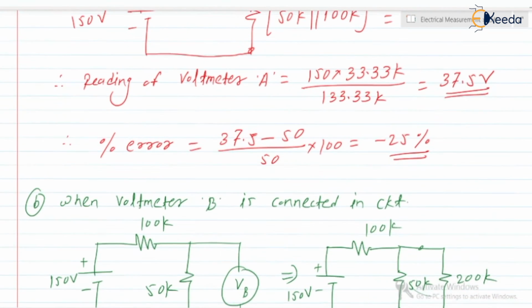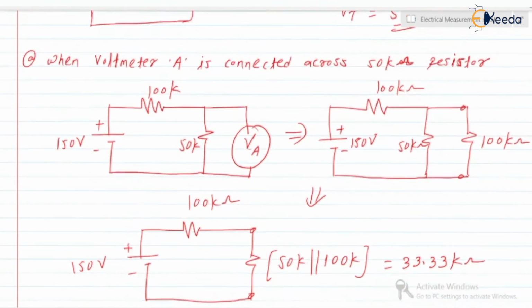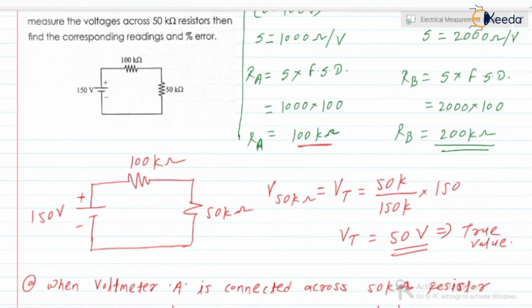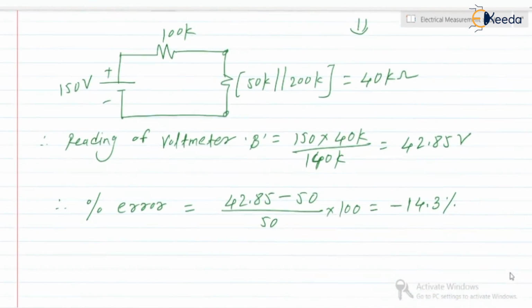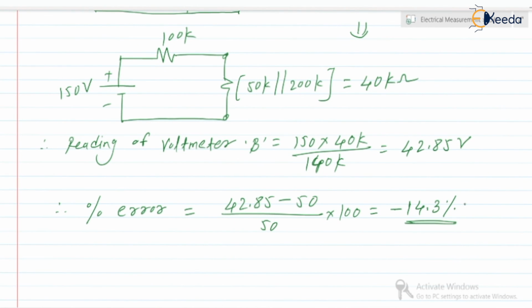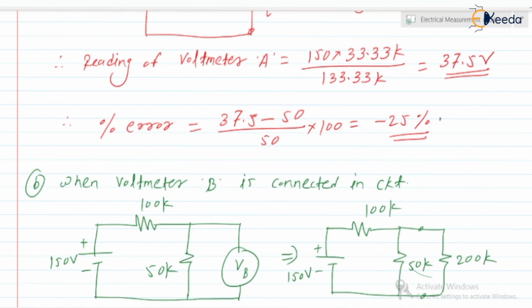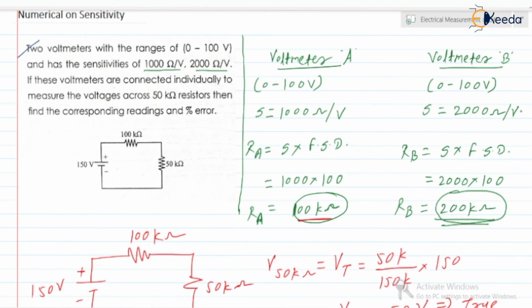If you check this question, voltmeter A's resistance is 100K, voltmeter B's resistance is 200K, and the voltmeter which has a higher resistance is giving lesser error, because here the error is minus 14.3% and there it is minus 25%, right? So the point to be noted: if the voltmeter has a higher resistance, then the error will be lesser, or we can say if the voltmeter has a higher sensitivity, then the error will be lesser.